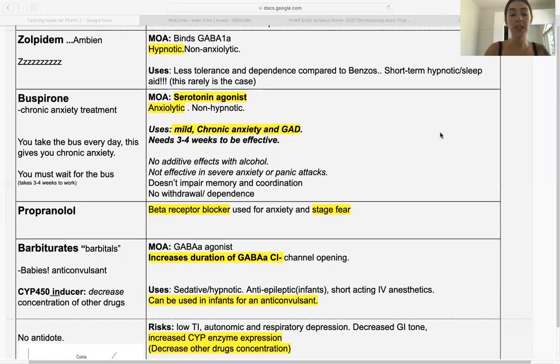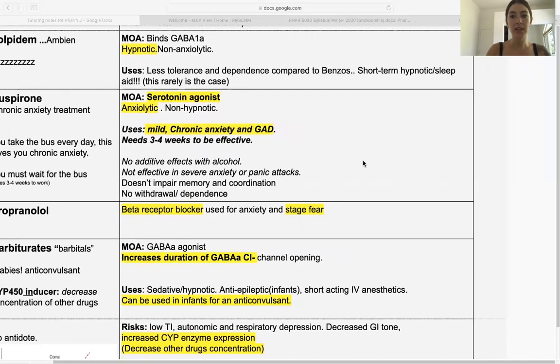Zolpidem. Zolpidem is a hypnotic drug, so it's used for sleep, not anxiety. It also works with the GABA channel, but it binds GABA 1A, so it works a little bit differently. There's usually less tolerance and dependence compared to benzodiazepines, but it also doesn't have the anxiolytic effects that benzodiazepines have.